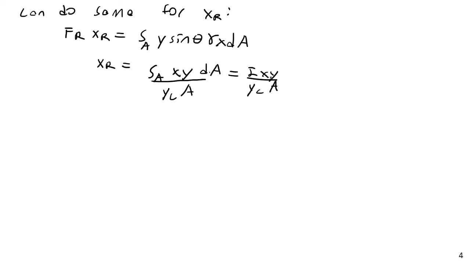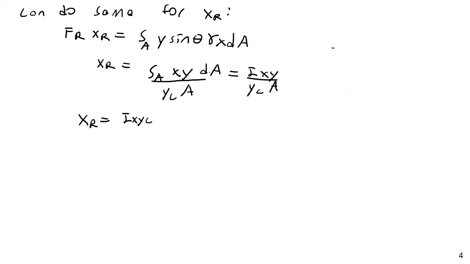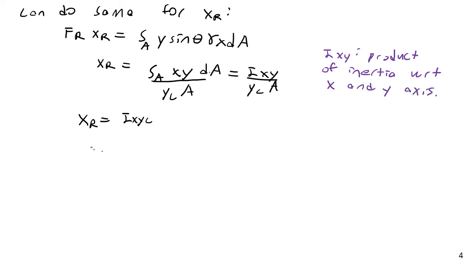Yc times A, Ixy is one quantity. This is not I times x times y, these are subscripts. So xr then can simply be said to be Ixyc, and I'll define what this is, applying my parallel axis theorem. Ixy is the product of inertia with respect to the x and y axis. It's combined.